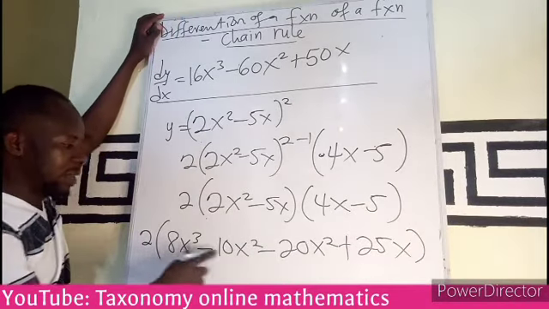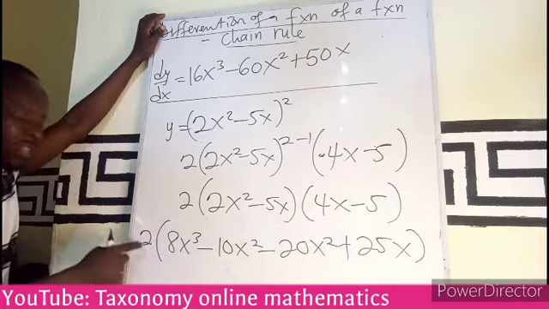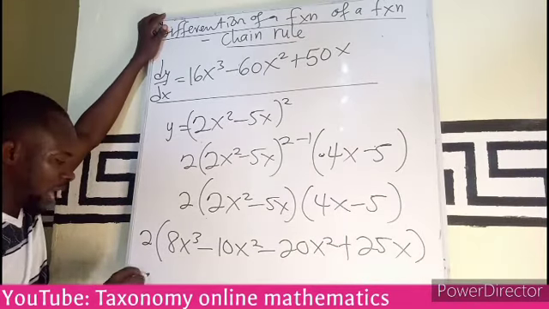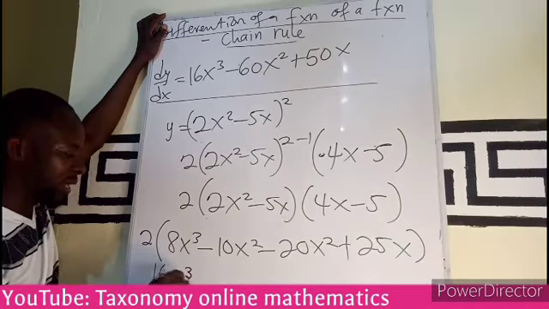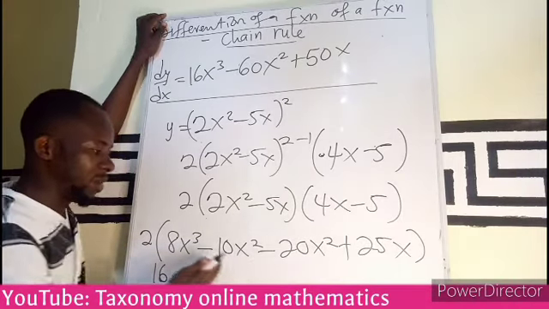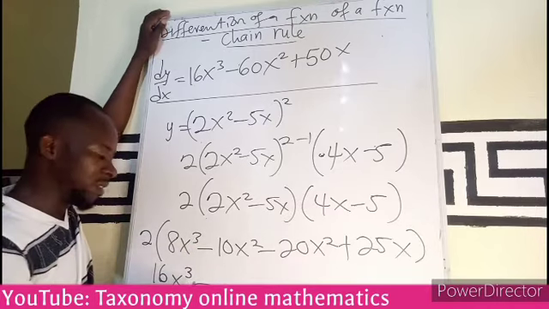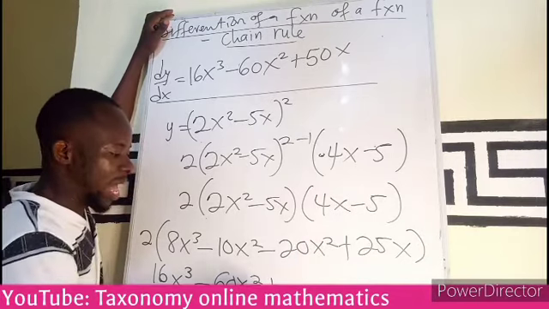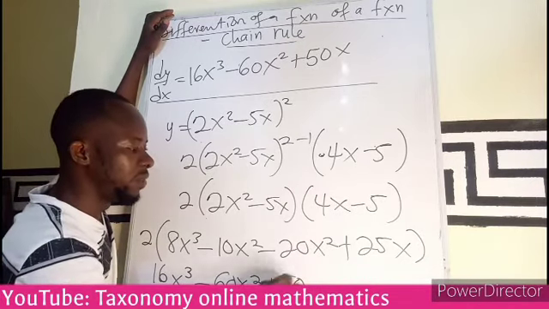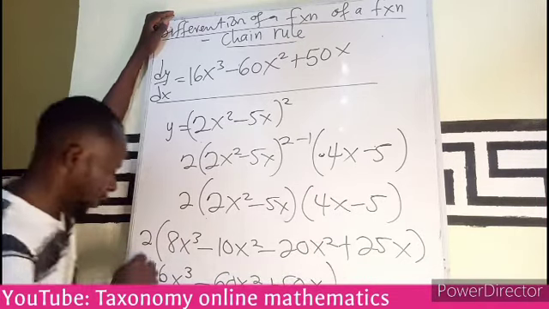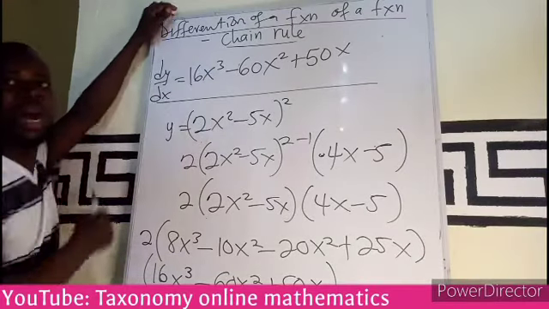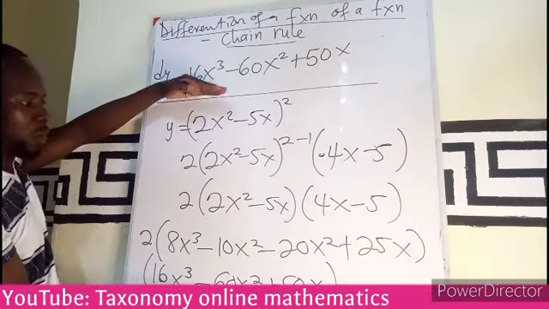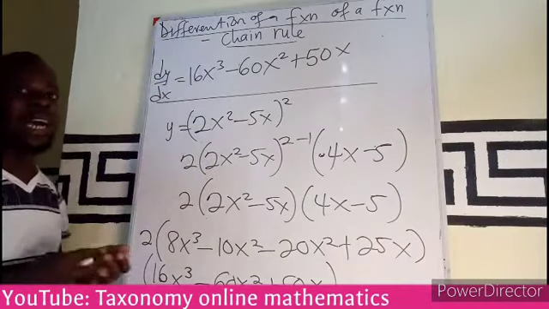So if I multiply the whole of this with our constant 2, I believe I will also have 16x exponent 3. This and this will give me 30, so 30 times this will give me 60x exponent 2, plus 25 times 2, which is 50x. This is the same as what we have. So using the chain rule, we arrive at the same answer. We can also use a shortcut to get to that answer.